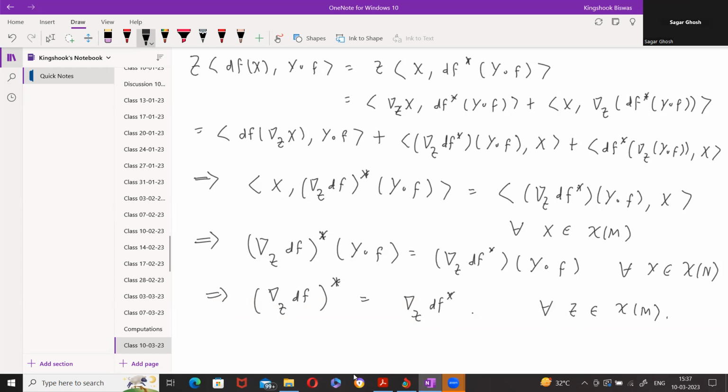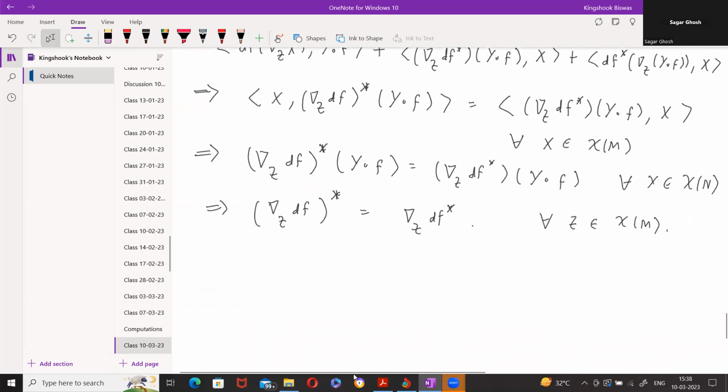Okay, so this is what I wanted to prove. So we've done this computation. Okay, fine. So we're getting there. So there are a few more computations. Maybe I'll switch to the notes. It'll be faster.